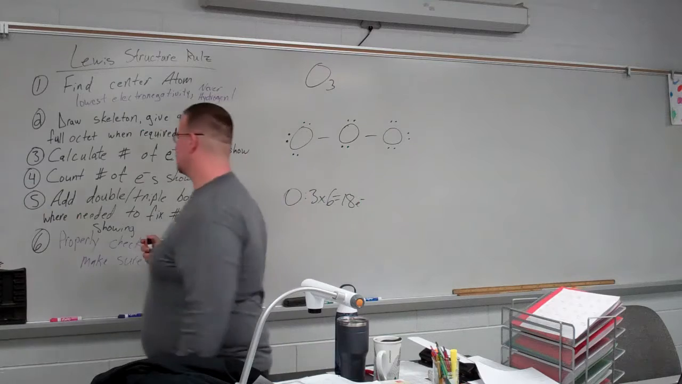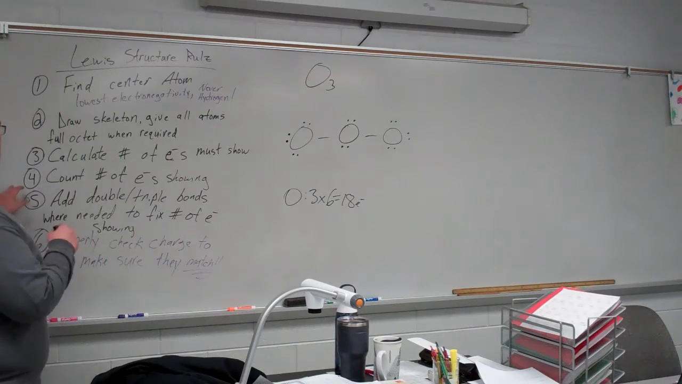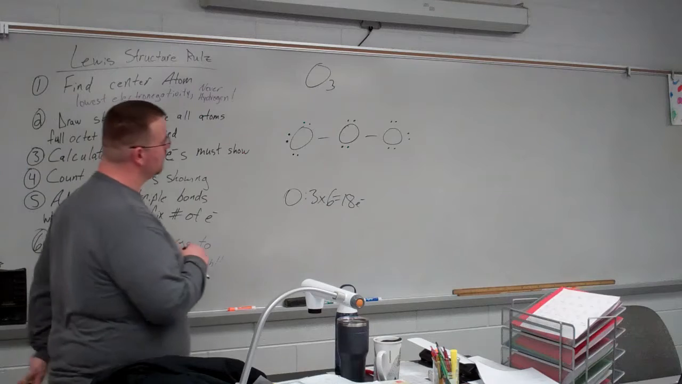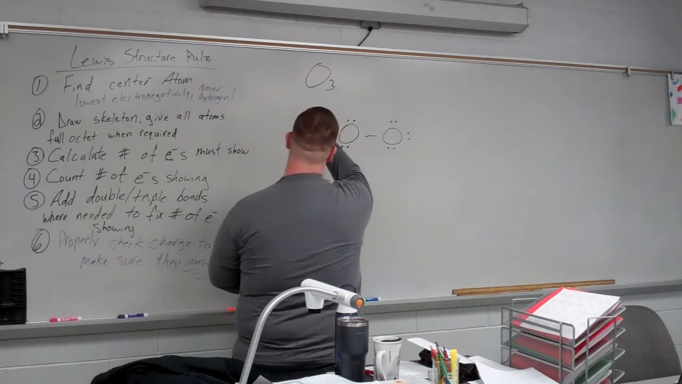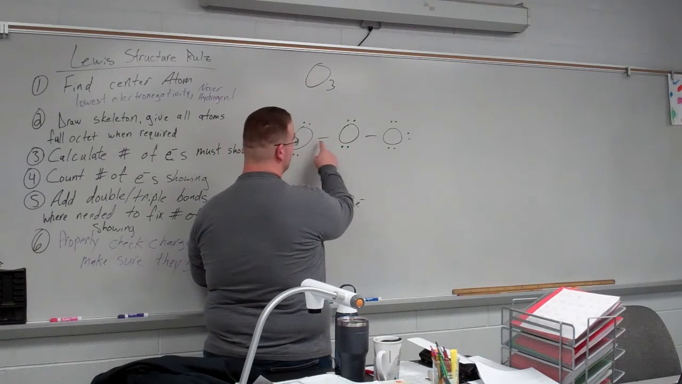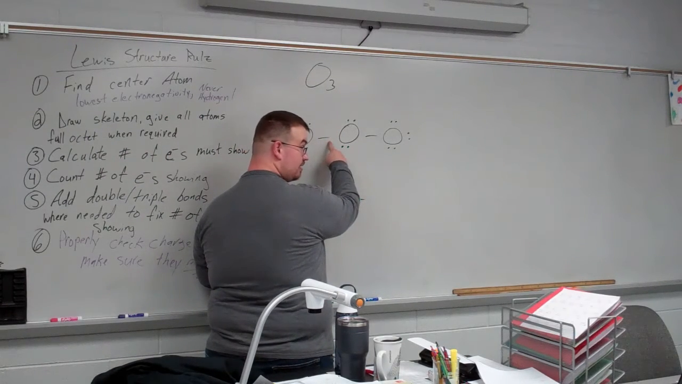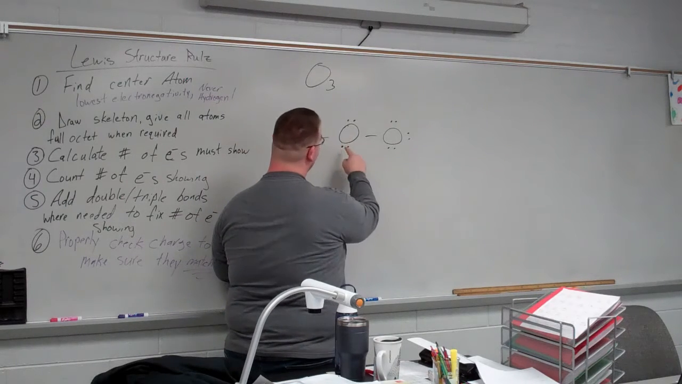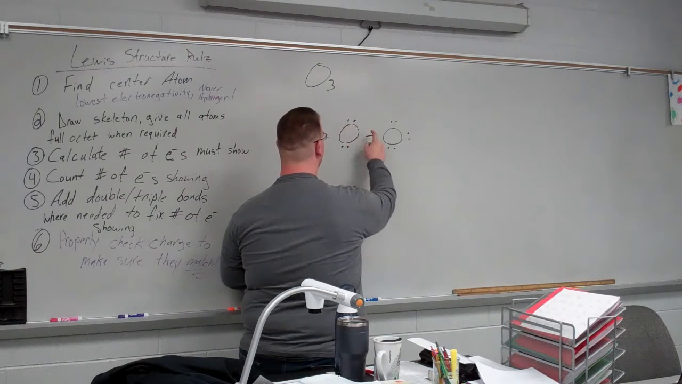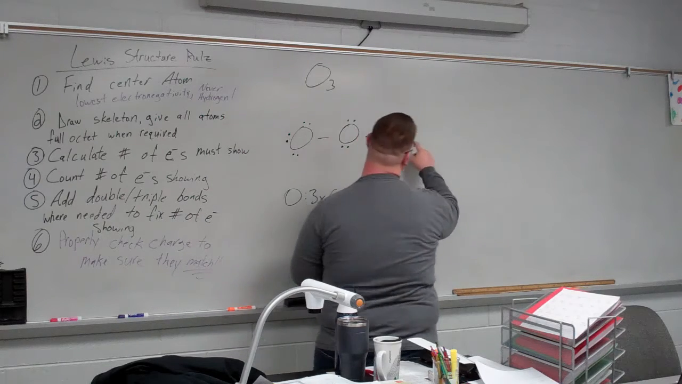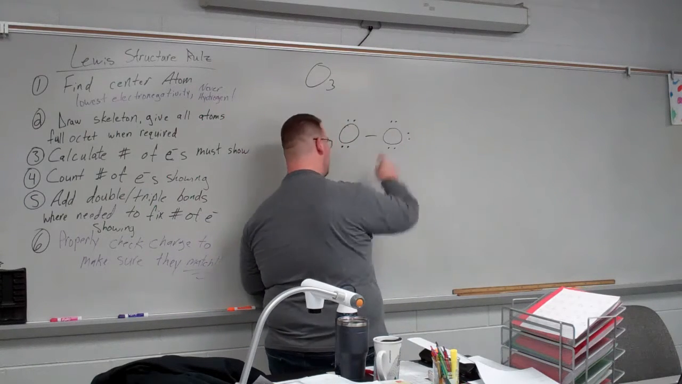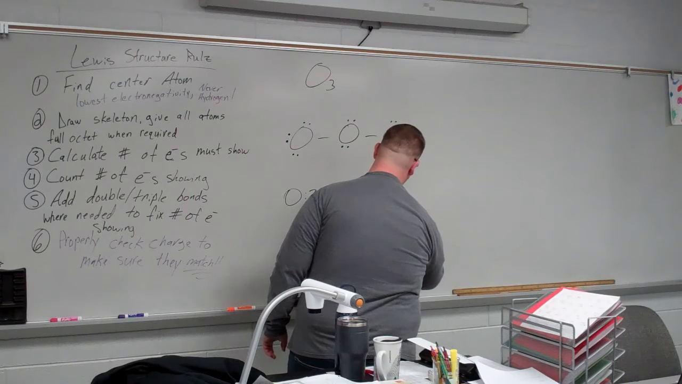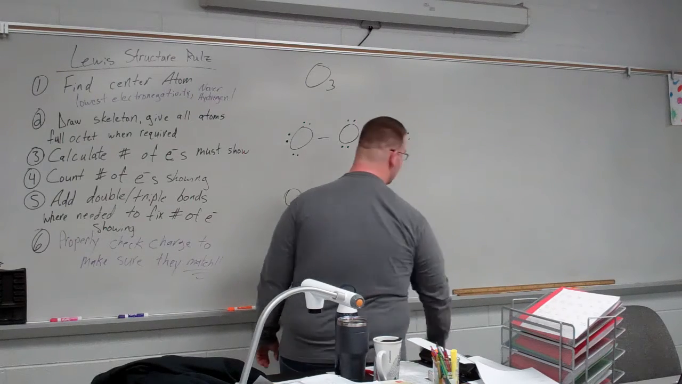Step 4, we count the number of electrons we're showing. 1, 2, 3, 4, 5, 6, 7, 8. These bonds count as 2 electrons. 9, 10, 11, 12, 13, 14, 15, 16, 17, 18, 19, 20. I'm showing 20. I can only show 18. I'm showing 2 electrons too many.